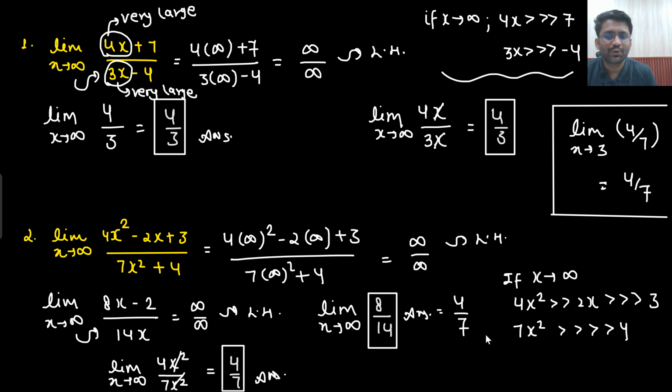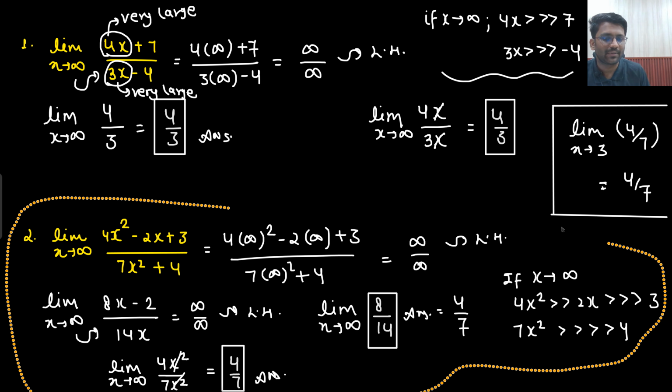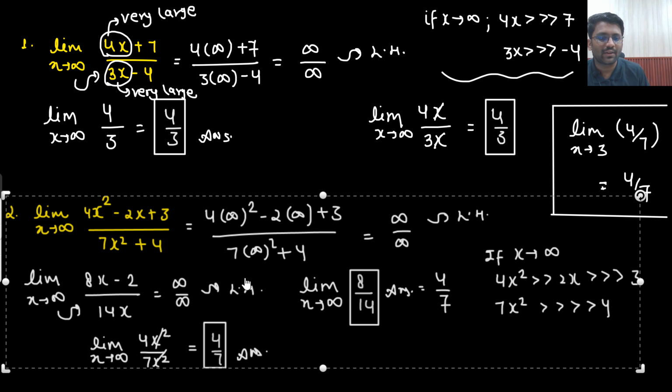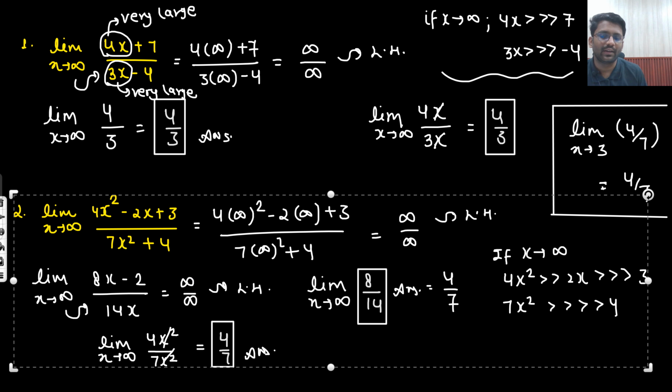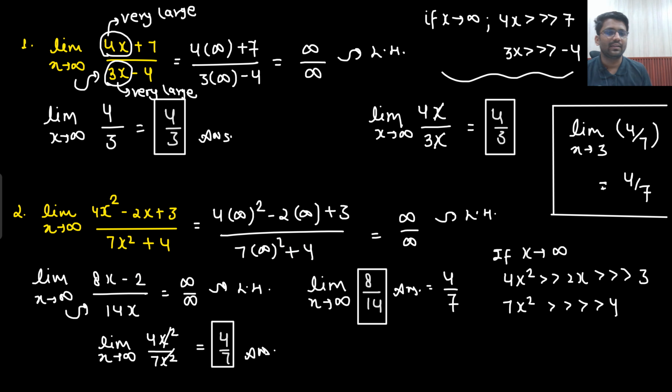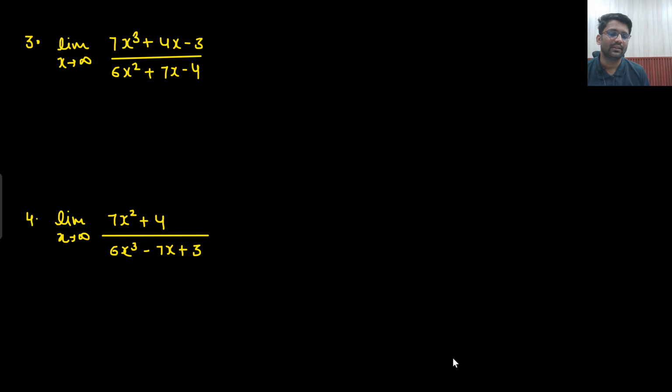They are the same. 8 by 14 could be written as 4 by 7 only. So this is how you can use your brain and get the correct answer. Here we are not using any concept, we are just using our brain, and that can work only when x is tending to infinity. If x is tending to infinity, I can think that x value is very large, so this I can ignore, this I can ignore, so I can get the answer. Solve this question. If x is tending to infinity, apply L'Hopital rule on your own, you will get the answer.